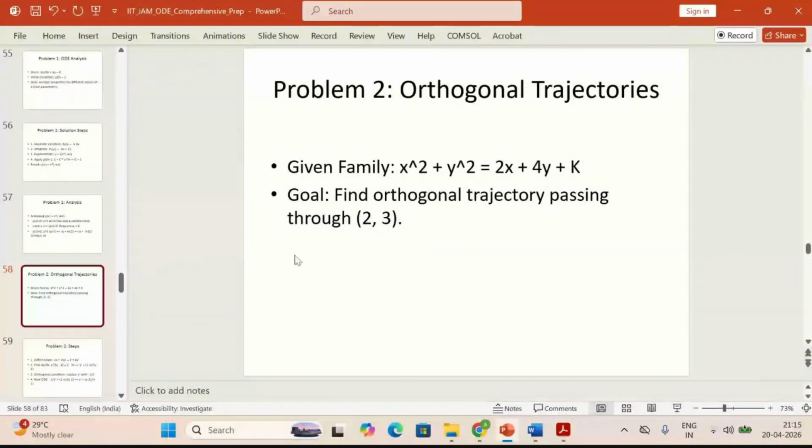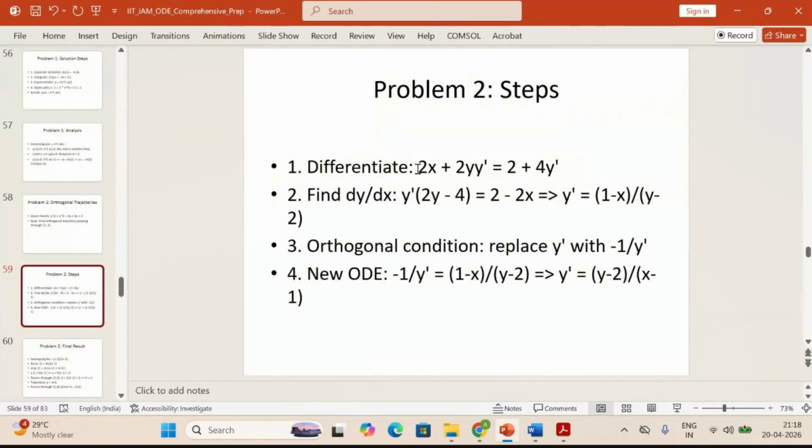Next question. x squared plus y squared equals 2x plus 4y plus k. Find the orthogonal trajectory passing through the point (2, 3). So basically what we do is we differentiate. So we get 2x plus 2y y prime equals 2 plus 4y prime. Then we find dy/dx, which is y prime (2y minus 4) equals 2 minus 2x, which is y prime equals (1 minus x) divided by (y minus 2).